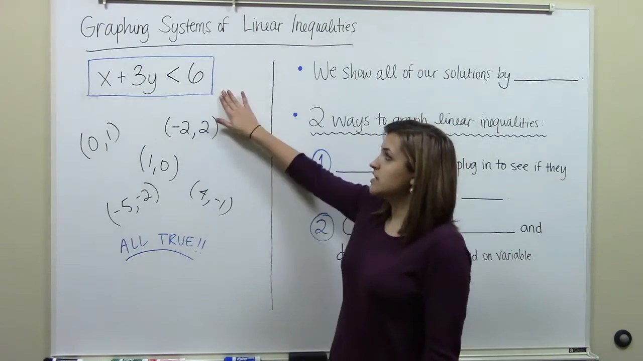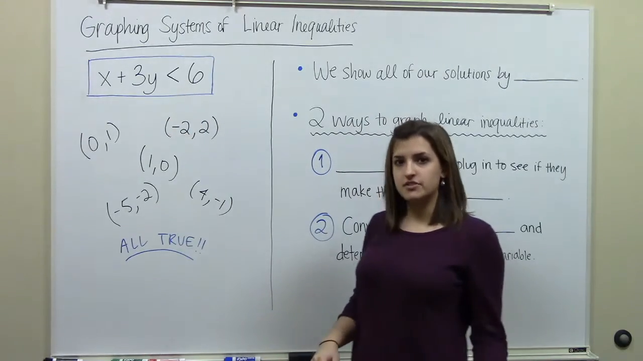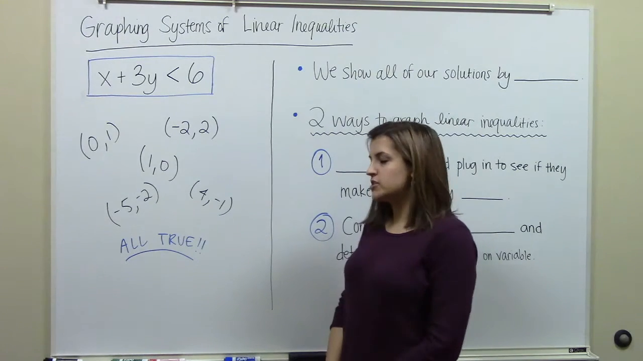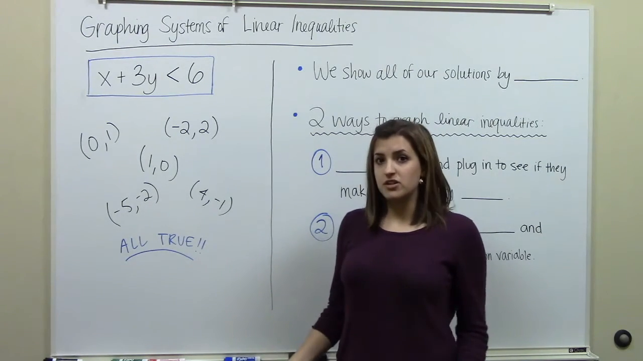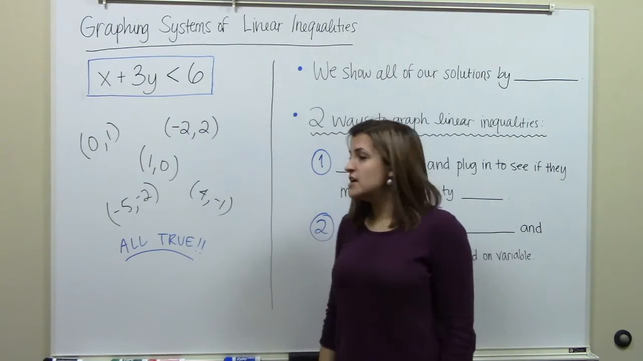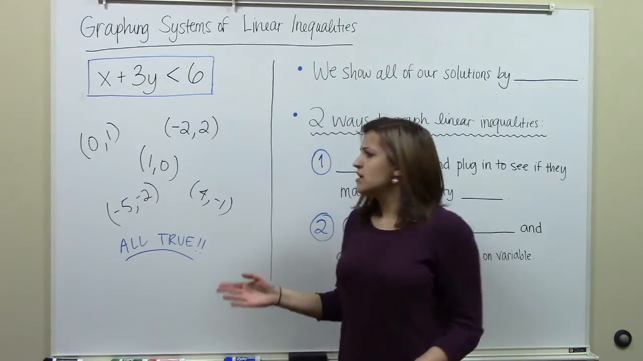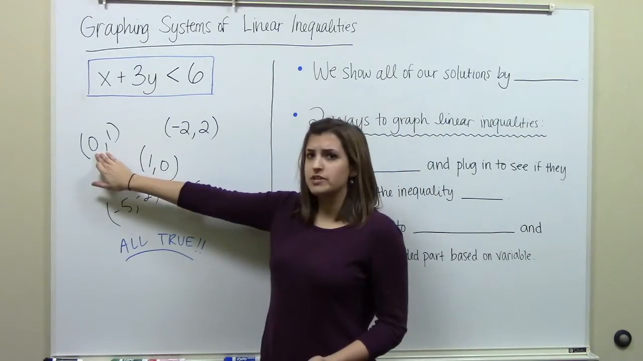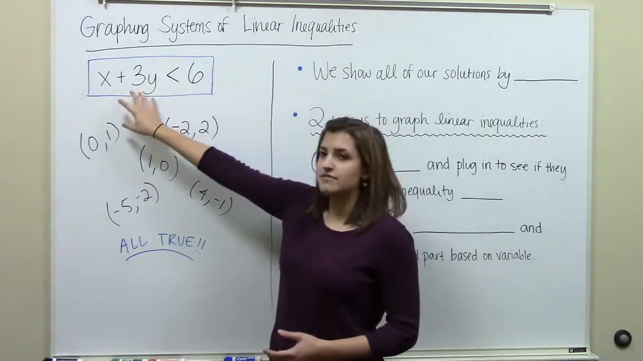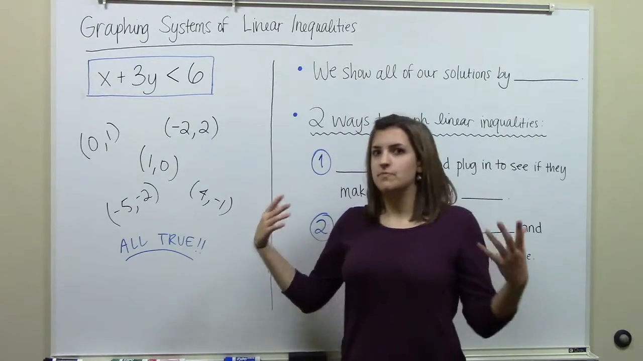An inequality looks a lot like an equation, but instead of an equal sign, we have a less than, greater than, less than or equal to, or greater than or equal to sign. And for inequalities, much like equations, there are many ordered pairs that make them true. So, in the case of x plus 3y is less than 6, (0, 1) makes it true, (1, 0) makes it true, and when I say makes it true, when I plug in the x value of my coordinate into my equation and my y value into my equation, this holds true. So the left side is indeed less than 6. So all of these points work, along with thousands more.